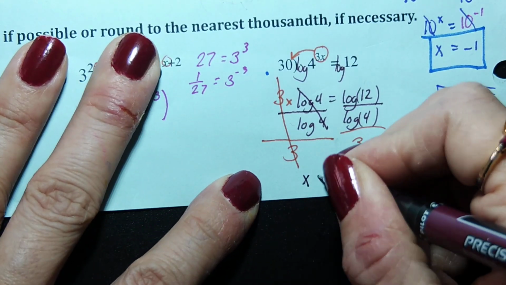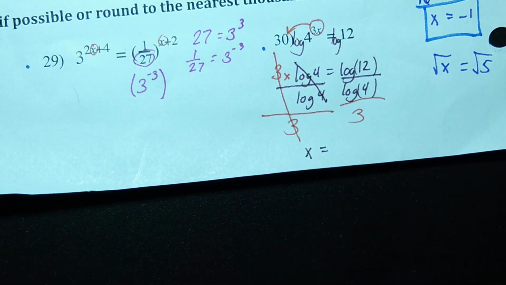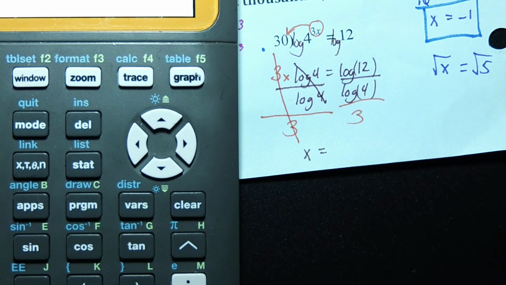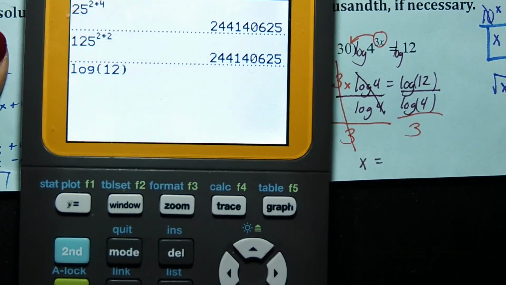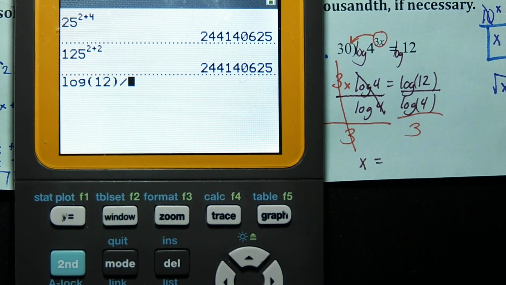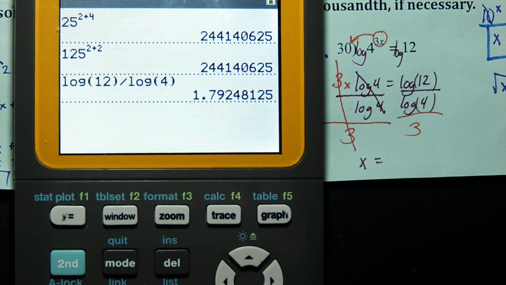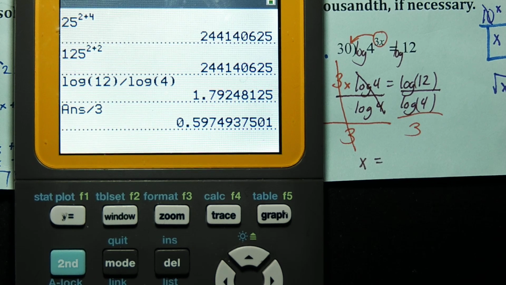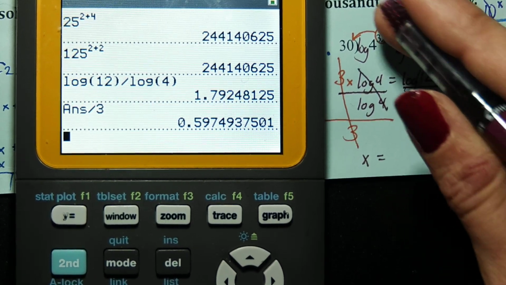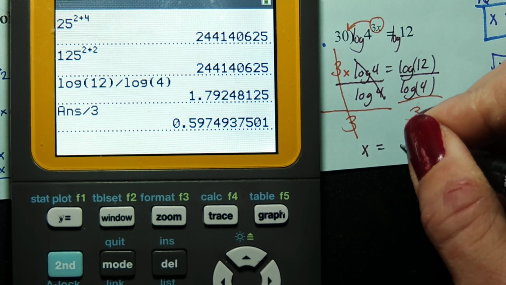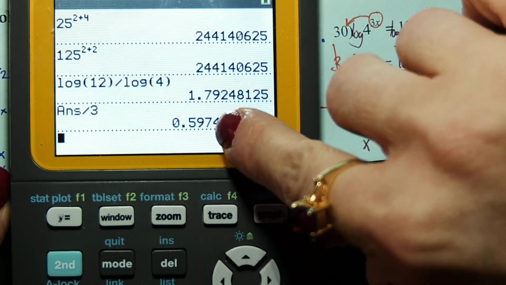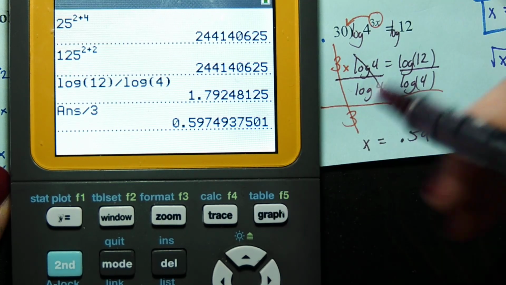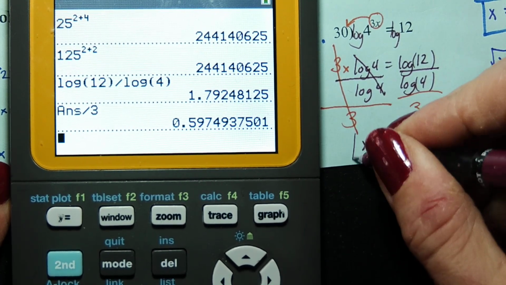So then x equals, I'm going to do this in 2 steps on my calculator. I'm going to do common log 12, close off the parenthesis, divided by common log 4, close off that parenthesis, boom, and then hit the division symbol 3, and that's how we take the answer divided by 3. Rounding to the thousandths place, that's 3 places past the decimal, 0.597, so the 4 is not enough to bump us up, so 0.597.